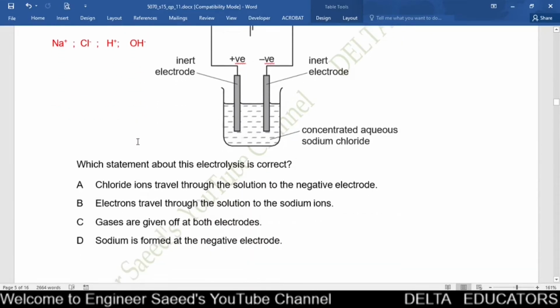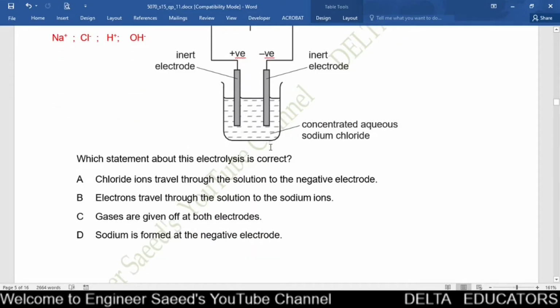Now we check the options. Which statement about this electrolysis is correct? Option A. Chloride ions travel through the solution to the negative electrode. Chloride ions are negatively charged, so chloride ions will migrate towards the positively charged electrode, not towards the negatively charged electrode. So option A is incorrect. Option B. Electrons travel through the solution to the sodium ion. In the solution, we don't have electrons, we have positive and negative ions.